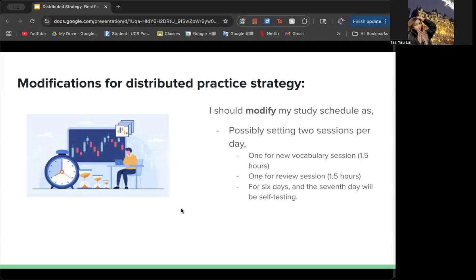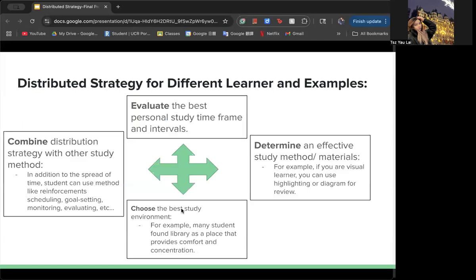So the change I will make to my example is to modify my study schedule, possibly setting 2 sessions per day: one for vocabulary and one for a review session, basically for self-testing.